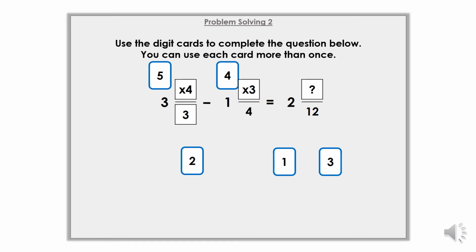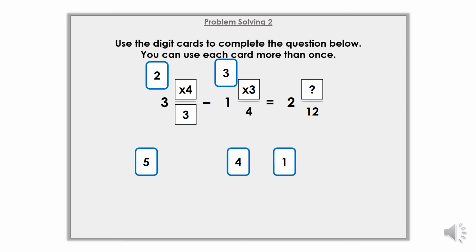5 times 4 is 20, and 4 times 3 is 12. Could it be those? Did you have a think about if it was going to be those? If it were 5/3, that's an improper fraction, isn't it? And as we've already got a mixed number, we've got a whole number of 3, I would expect the numerator to be less than 3. So let's try a different number.